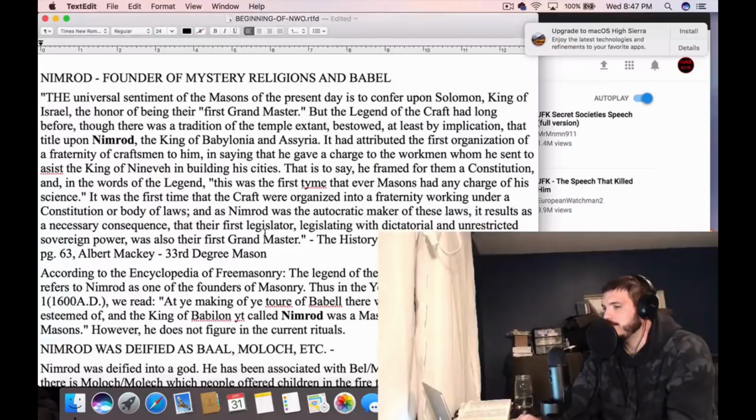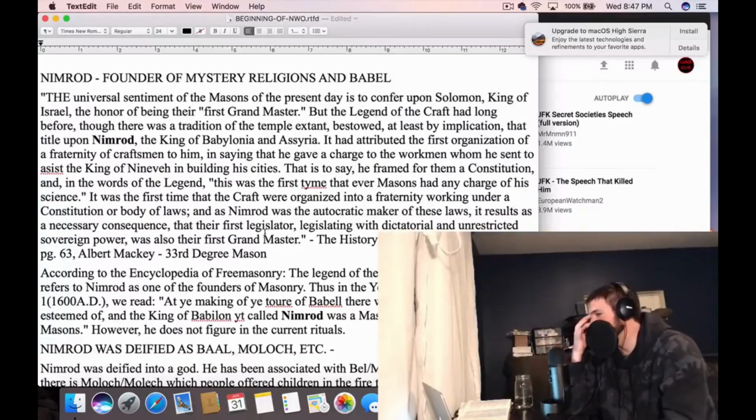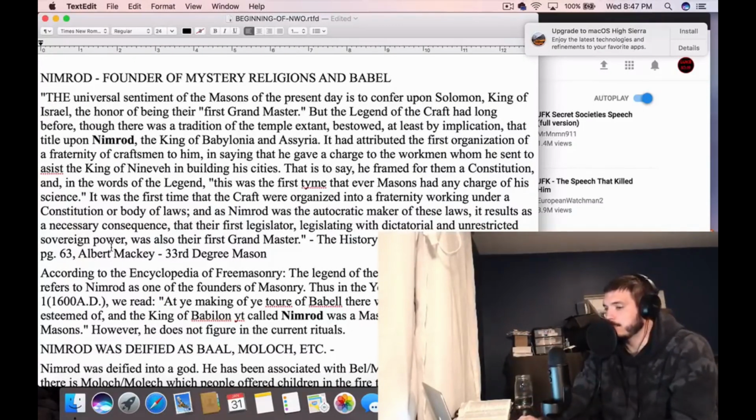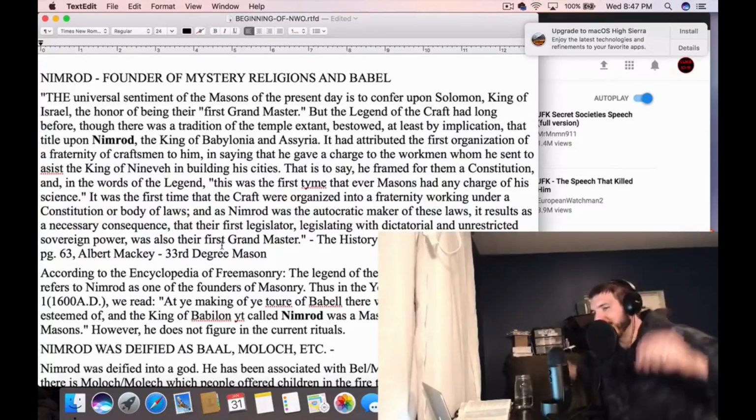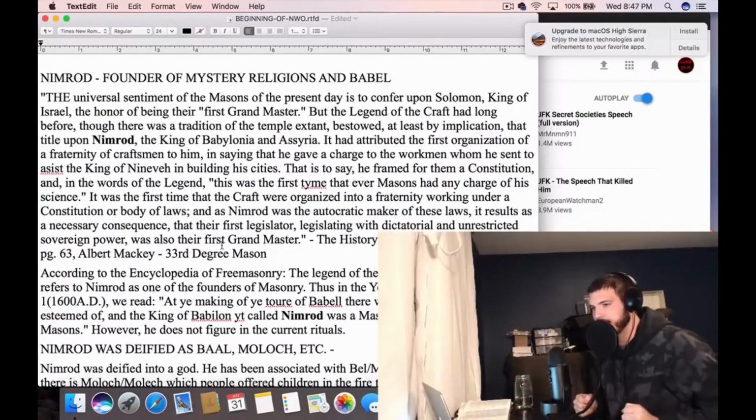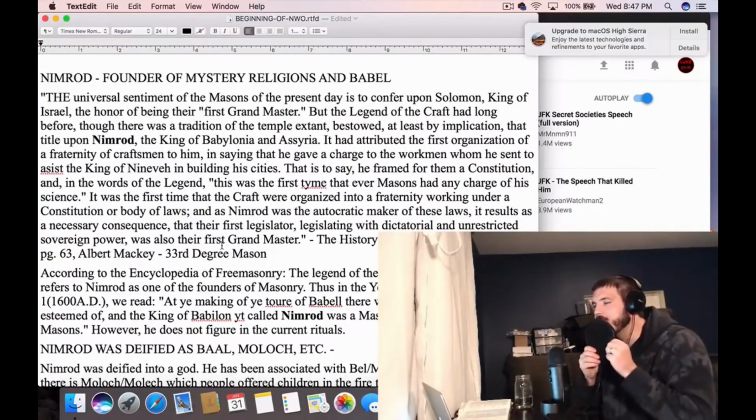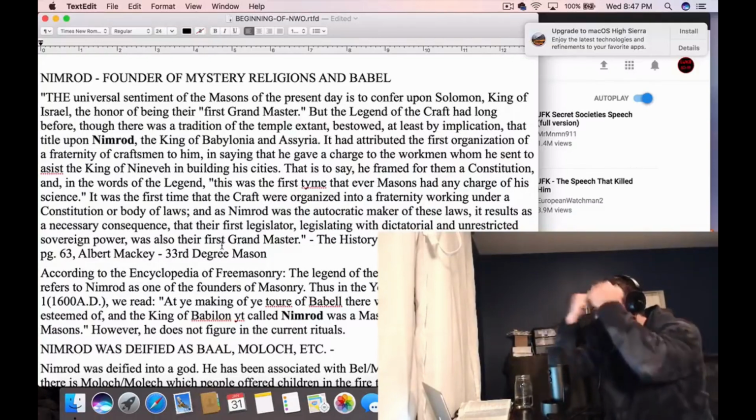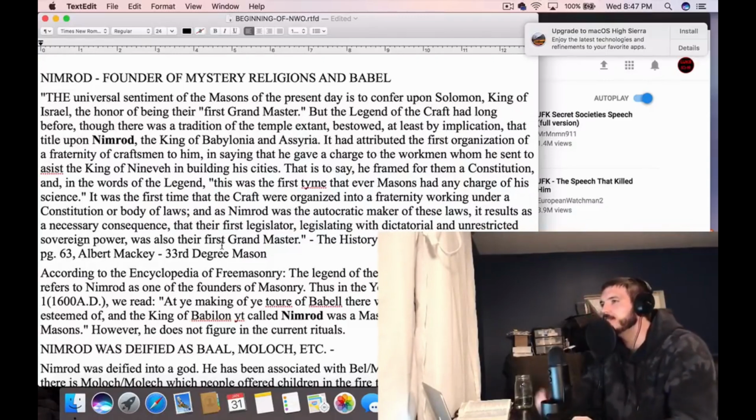Nimrod, founder of mystery religions and Babel. All right, so after the flood, we got Nimrod. And here's a quote from Albert Mackey again, 33rd degree Masonry, Freemason, from his book, The History of Freemasonry, Volume 1, page 63. This is what Albert Mackey said about Nimrod in the Freemasons' own words. Okay? Not a conspiracy theory, people. Listen, pay attention. This isn't a conspiracy theory. It is fact. Conspiracy fact.